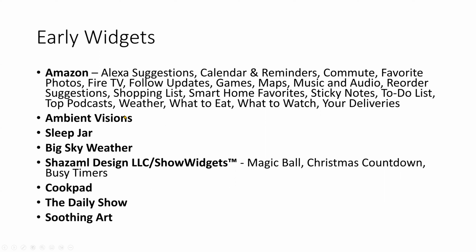So a whole bunch are published by Amazon. There's Ambient Visions, which shows you videos on your Echo devices. Sleep Jar, which does sleep sounds to help you at nighttime. Big Sky weather, a really well-known weather skill for Alexa. These are the ones that I've created. You'll find them under Shazamble Design LLC or Show Widgets, and that's Magic Ball, Christmas Countdown, and something called Busy Timers that I'm just finishing up now. Cookpad does recipes. The Daily Show has some of their content, and Soothing Art. So these are the early creators of widgets.